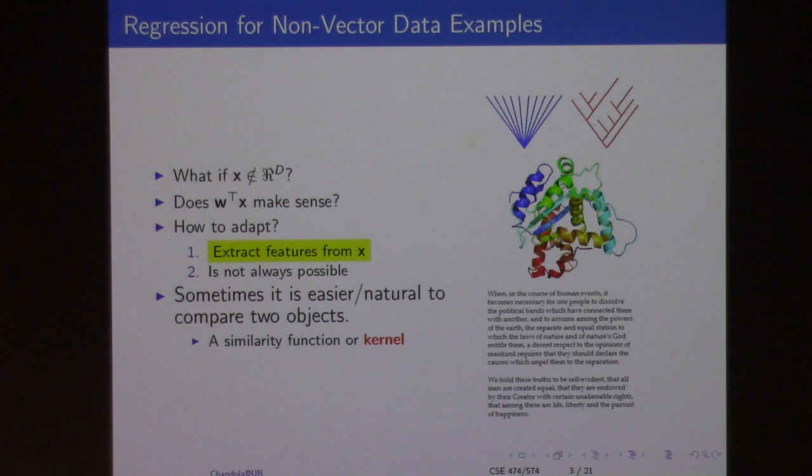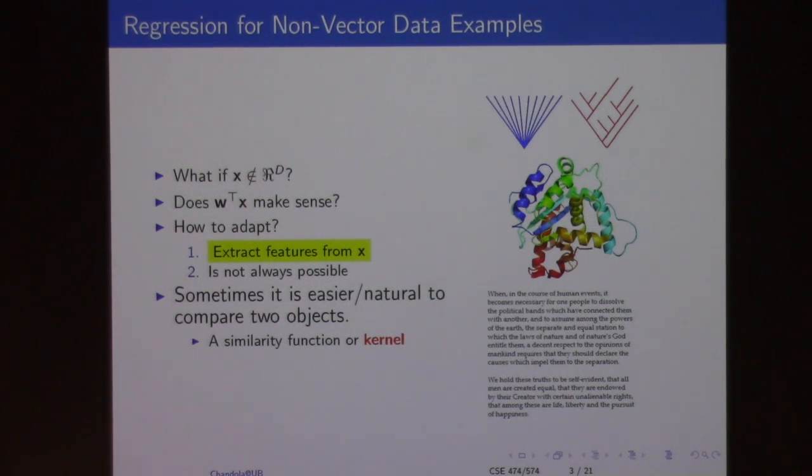So for example, when you talk about strings, two strings of ACGT, you can compare them using something like an edit distance, or you can use the length of the longest common subsequence. There are a lot of similarity methods for comparing graphs or trees. So sometimes that is easier. Instead of first converting into a d-dimensional vector, sometimes computing a similarity function is easier. We call these similarity functions kernels.